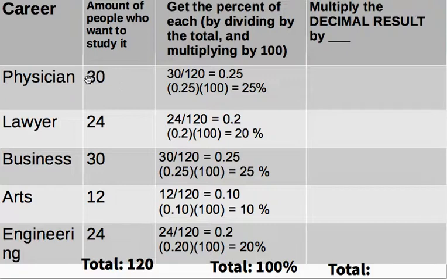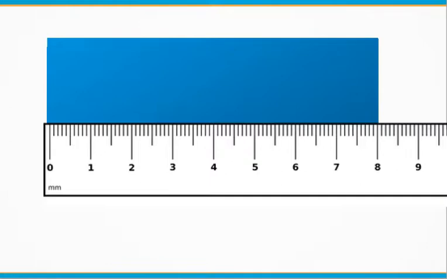It's pretty much the same thing as you can see here. I gotta take the amount of this category and change it to a percent, which is just dividing this amount by the total. I got 25% in this case, and I did the same thing for the others. But what's up with this other column here? What do I have to do? It says multiply the decimal result by how much? Well, this depends on the problem. It depends on the length of the rectangle. Let's suppose that in my case I have a nice 8 centimeter rectangle.